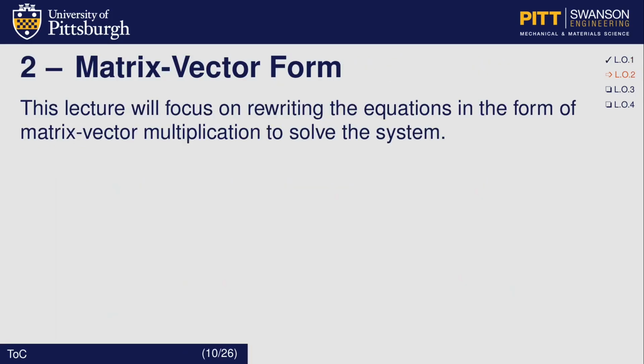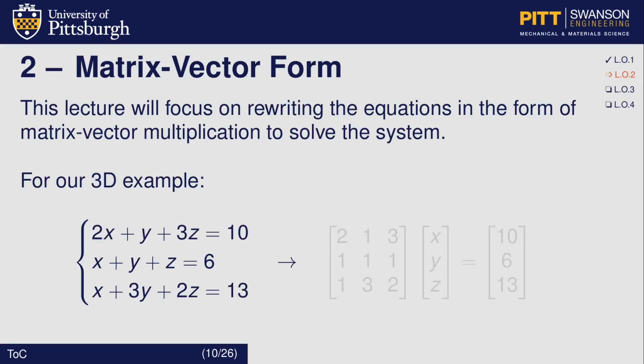This lecture will focus on using matrix vector form to solve the system of equations, which will require rewriting the equations into that form. For the three-dimensional example we've been working with, this is how that would work. The coefficients for the variable x in all three equations form the first column of a coefficient matrix, and the variable x is then the first entry into the variables vector, which must be a column vector. Then the coefficients for the variable y in all three equations form the second column, and the variable y is then the second entry into the variables vector.